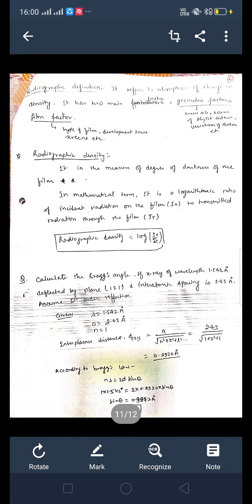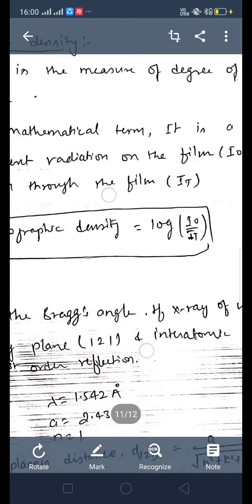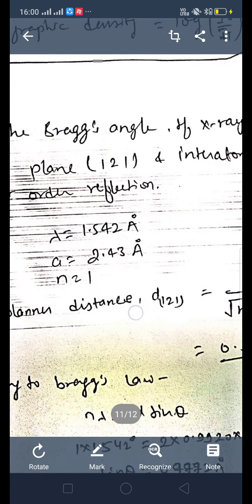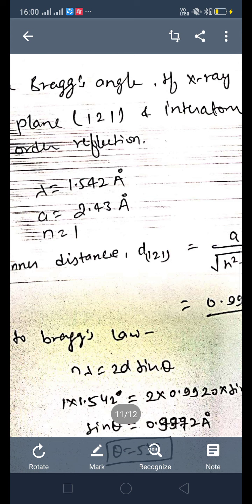According to Bragg's law, n lambda equals 2d sin theta, where n is the first order reflection. n is 1, given in the question. Lambda is also given in the question. D is the value we found just above, and then we have to find theta.